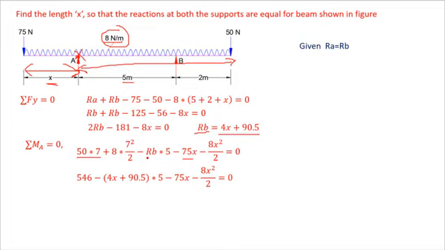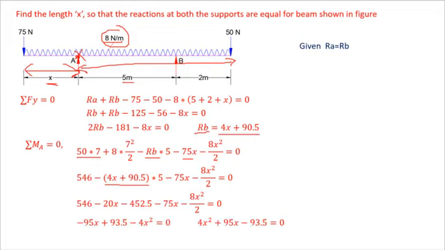So if you solve this, you have to substitute RB equal to 4x plus 90.5. This value I will substitute and I will elaborate. You will get a quadratic equation. Then if you solve this quadratic equation, you will get the value of x equal to 0.946 meters.